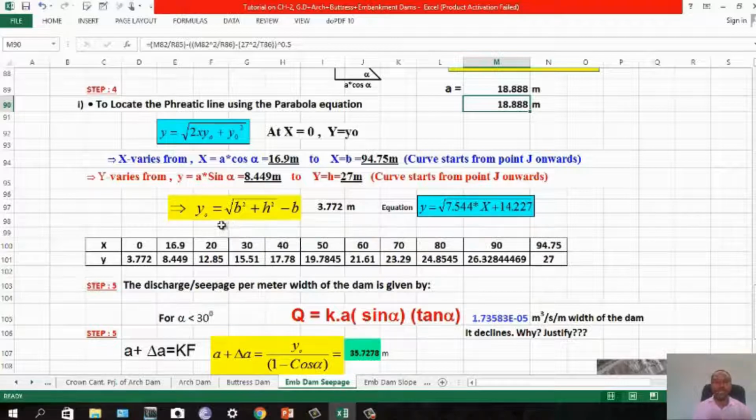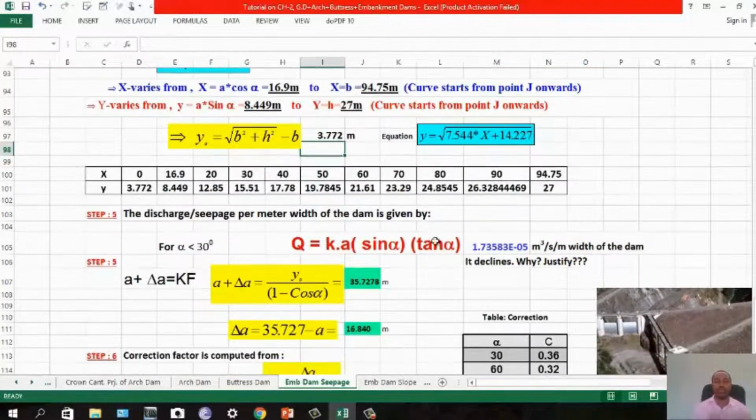Using this equation, you get this value, which is 3.772. So using the parabola equation, you can locate the phreatic line now. Phreatic line of an embankment dam, which is just x, you can put 0, then it starts from 16.9, which is this one, up to 94.75, which is the B value. So for x0, you have y naught 3.772, then you proceed like that.